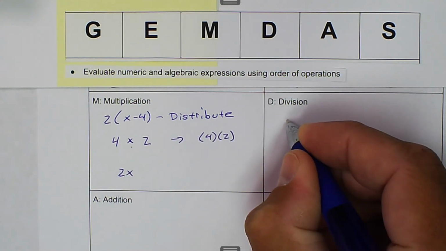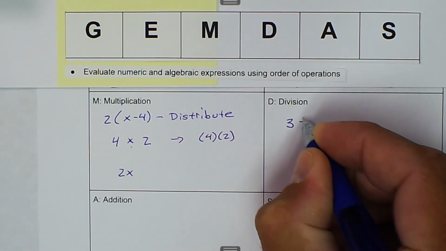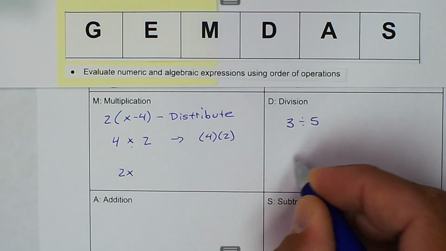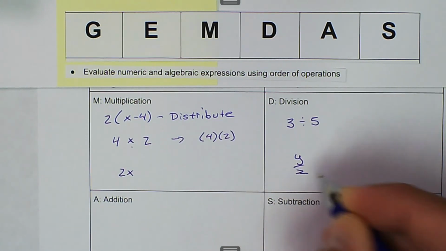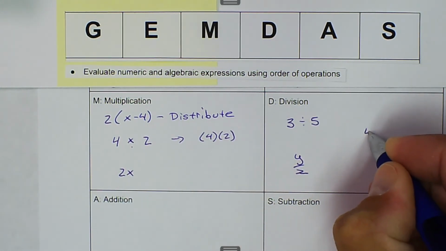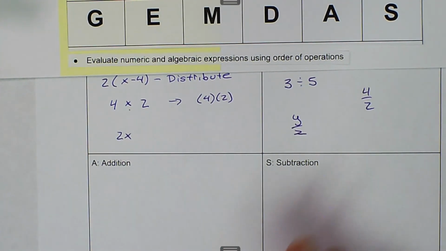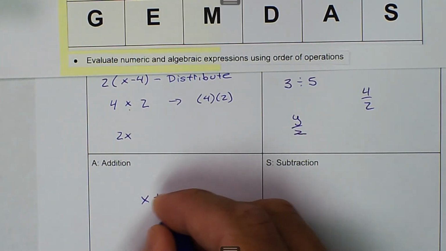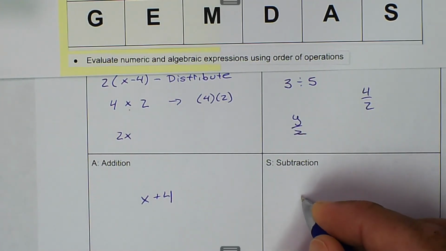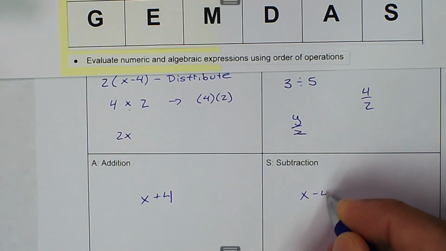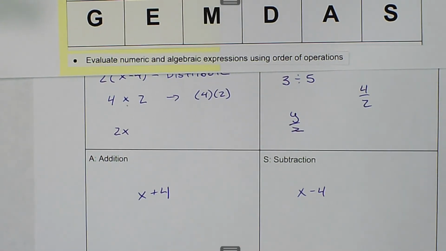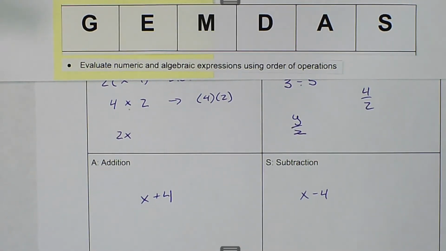So division, we've seen it like 3 divided by 5, y over 2, or 4 over 2. Those are all examples. Addition, we've seen x plus 4, and subtraction, x minus 4. So those are different operations that we'd use when going through the process of GEMDAS.